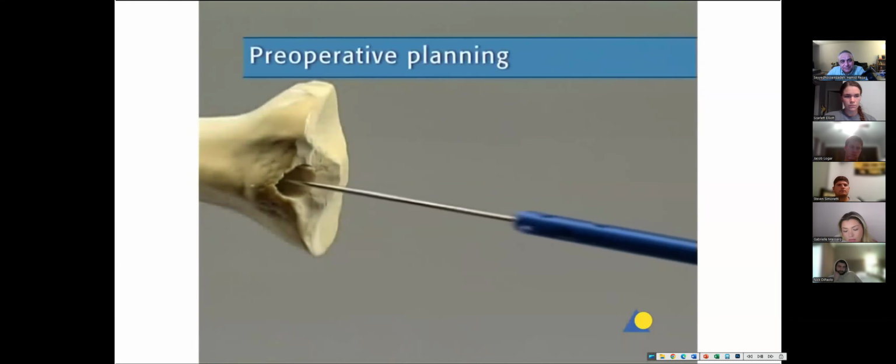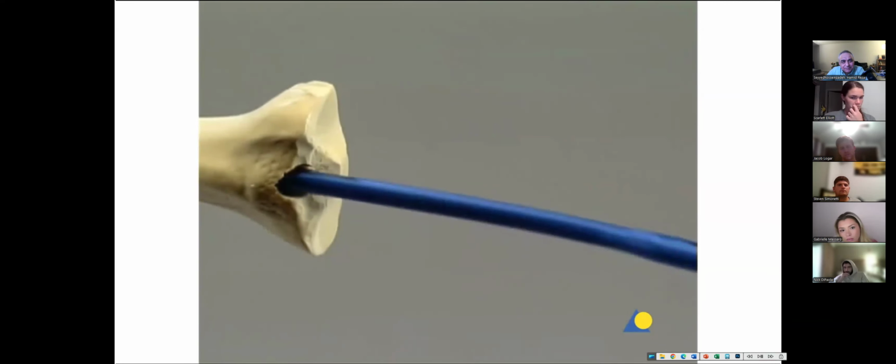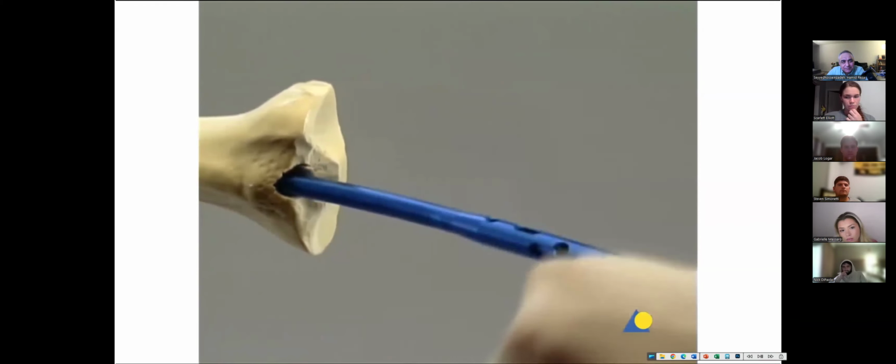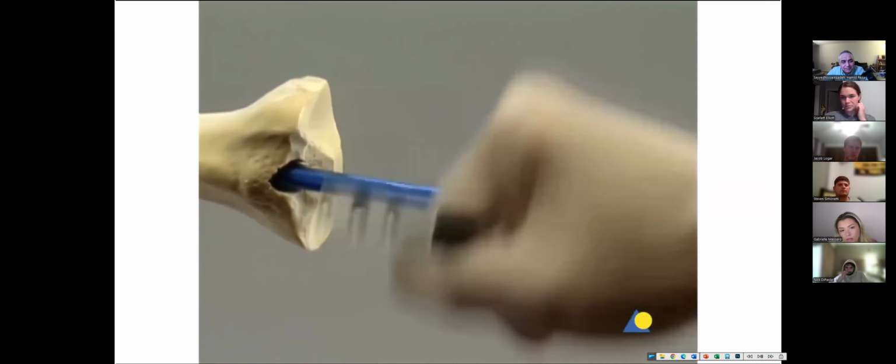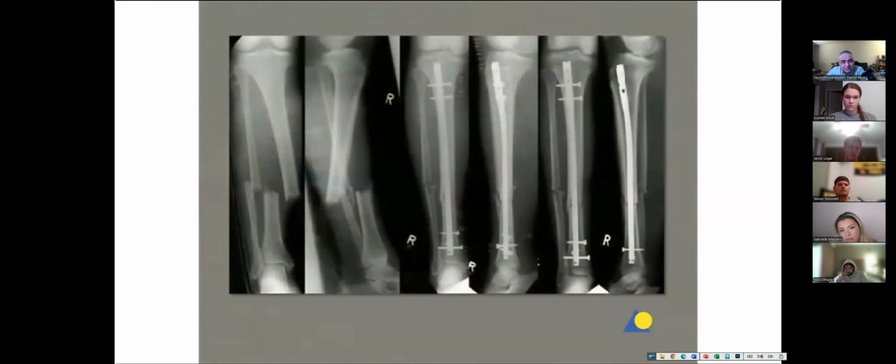The expert tibial nail can be inserted into the medullary canal either with or without reaming. In this presentation, reaming will be demonstrated. The nail will be inserted over the guide wire. Shaft fractures will be introduced.